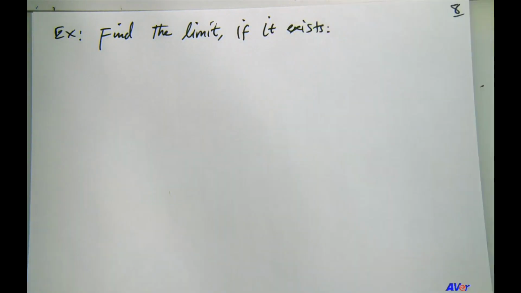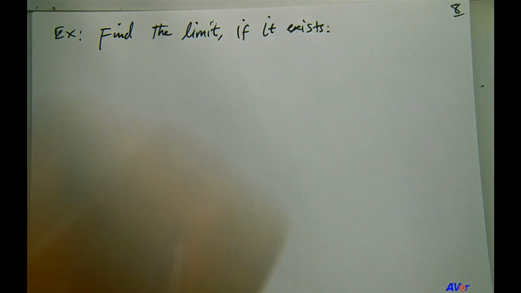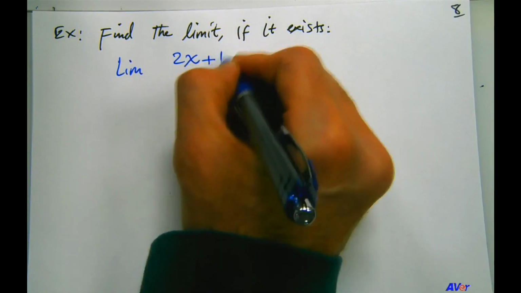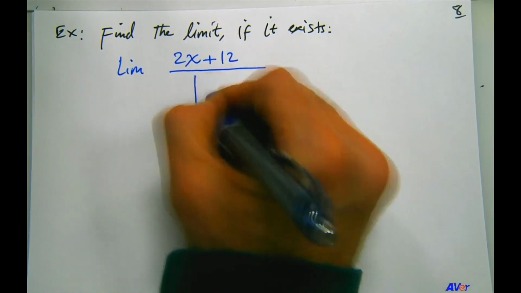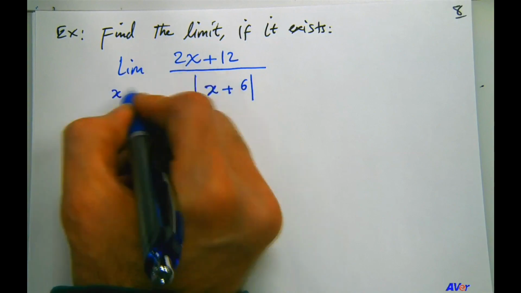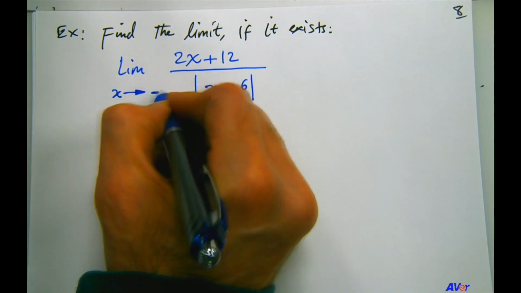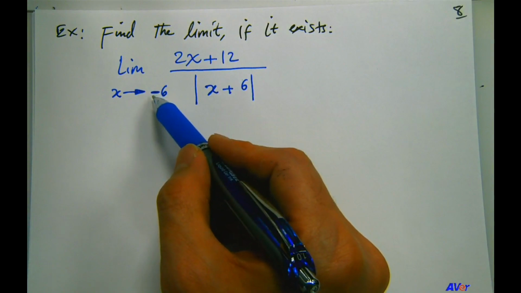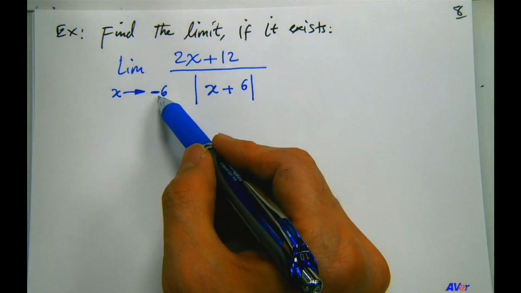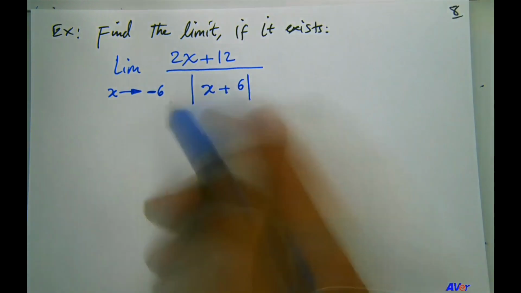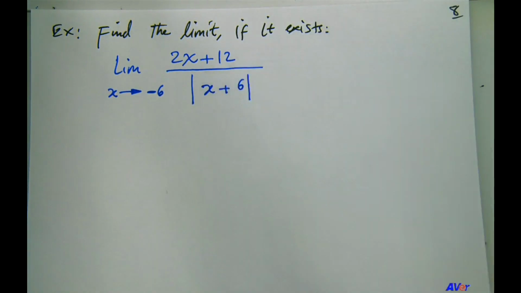So we want to find the limit, once again, if it exists, for this function. So we have the limit of (2x + 12) divided by the absolute value of (x + 6) as x approaches negative 6. As you can see right away, if you replace x with negative 6 using the direct substitution property, you're not going to get the result that you want. This expression is going to be undefined.